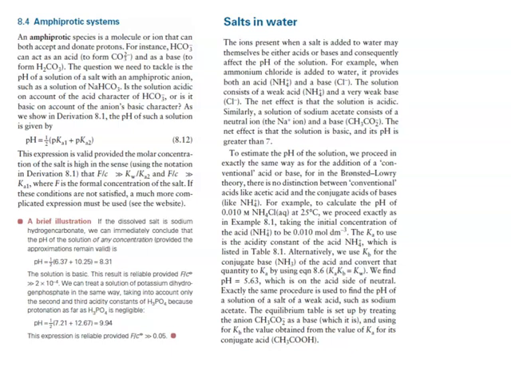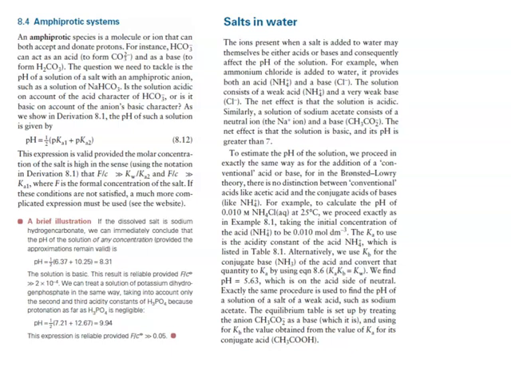Now, let's talk about salts in water. The ions present when a salt is added to water may themselves be either acids or bases and consequently affect the pH of the solution. For example, when ammonium chloride is added to water, it provides both an acid, ammonium, and a base, chloride. The solution consists of a weak acid, ammonium, and a very weak base, chloride. The net effect of the solution is acidic. Similarly, a solution of sodium acetate consists of a neutral ion, the sodium, and the base, the acetate. The net effect is that the solution is basic and its pH is greater than 7.